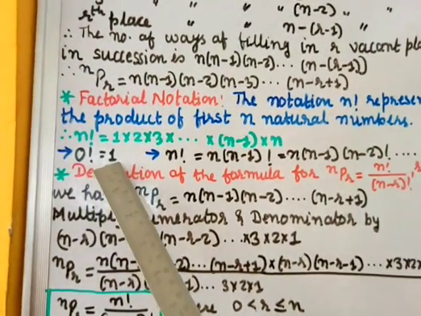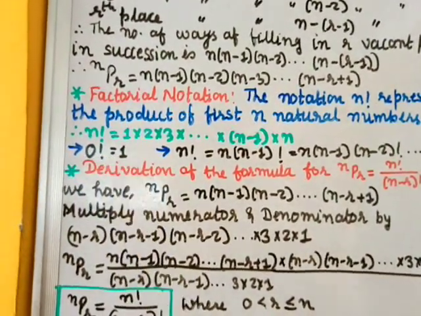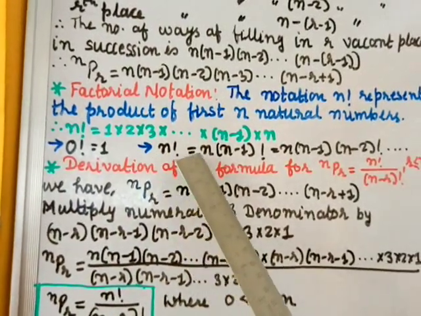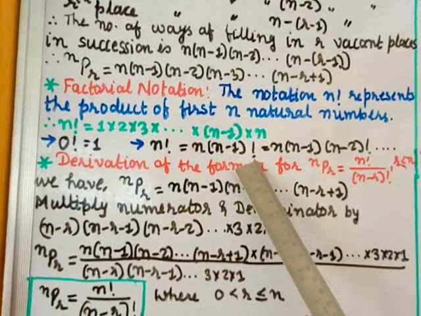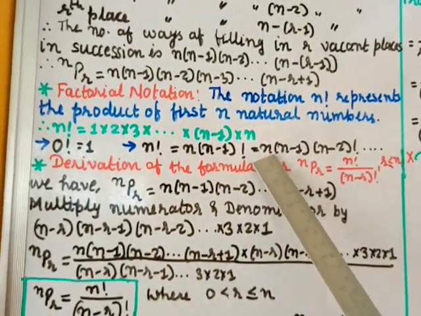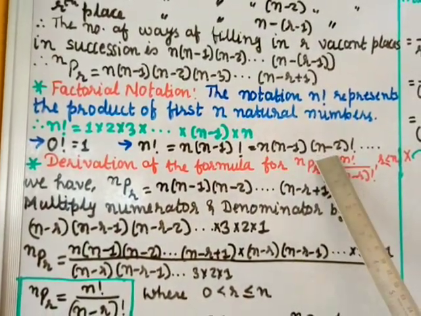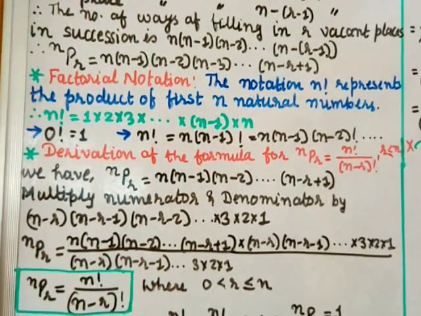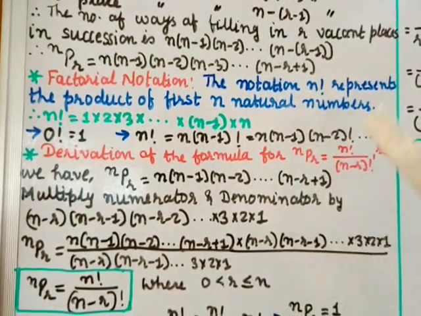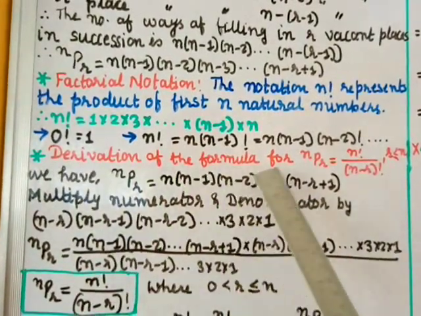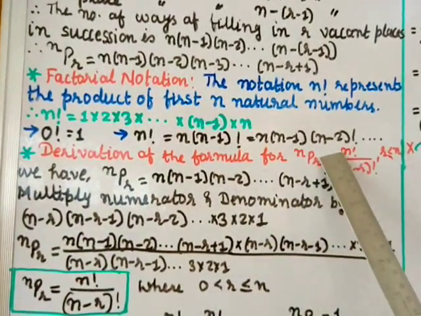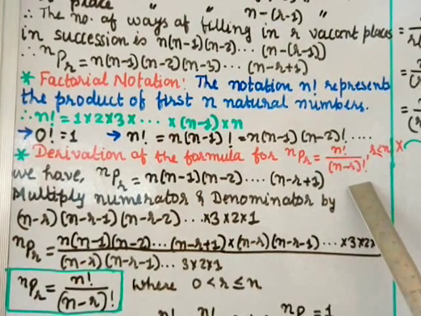0 factorial value is 1. So 0 factorial, remember, the value is 1. This n factorial can also be written as n into (n minus 1) factorial. It can also be written as n into (n minus 1) into (n minus 2) factorial. We can also write it as n into (n minus 1) into (n minus 2) into (n minus 3) factorial, and so on.